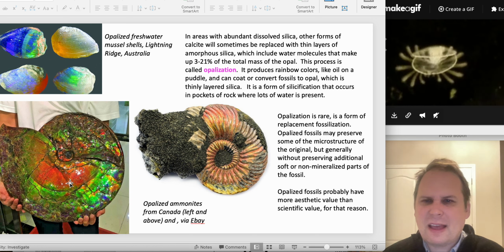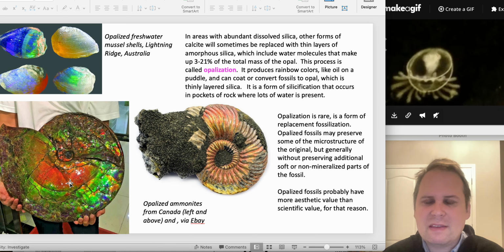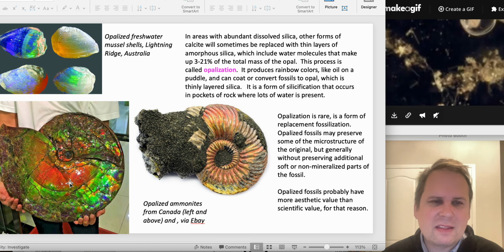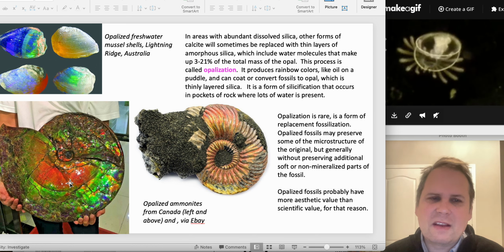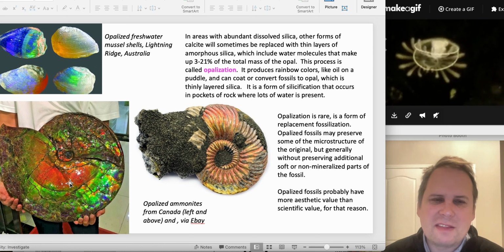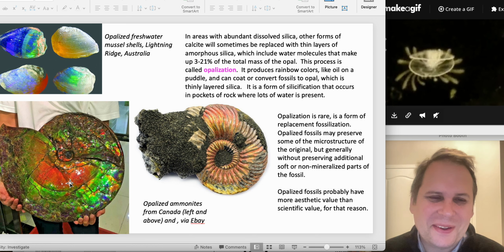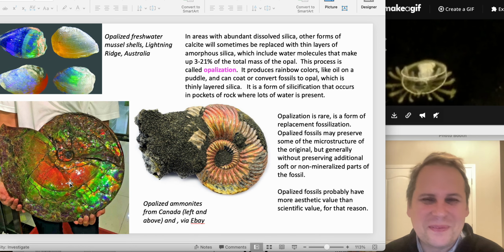If I remember right, I think they have a very big one of these opalized ammonites in the Houston, whatever they call their natural history museum. It's something other than natural history, but that's fine. That's their deal. Yeah, we know what it is.